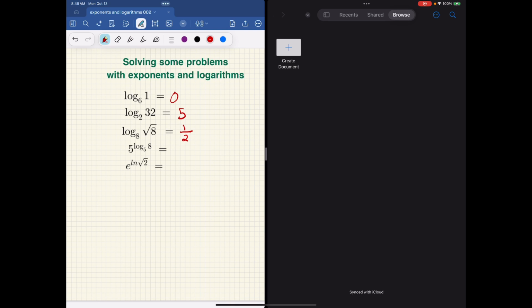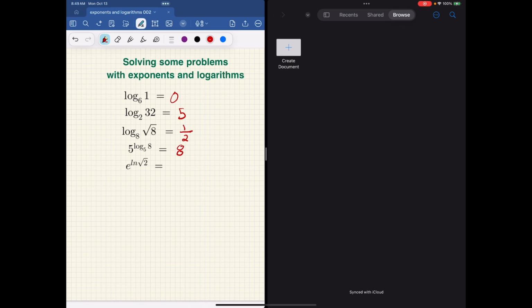The next one, 5 raised to the log base 5 of 8. Well, let's think about log base 5 of 8. That is the number that we have to raise 5 to in order to get the answer 8. So 5 raised to that number is simply going to be 8.